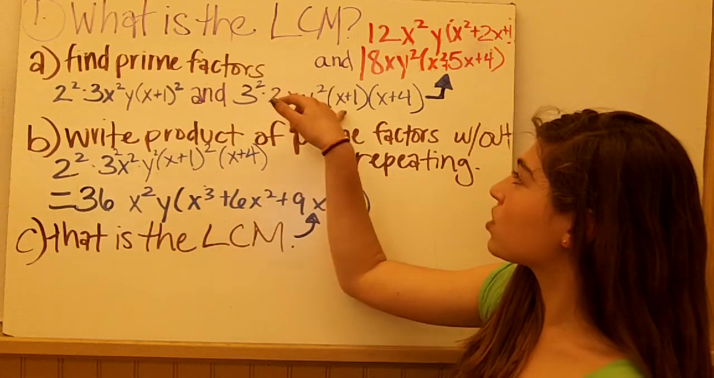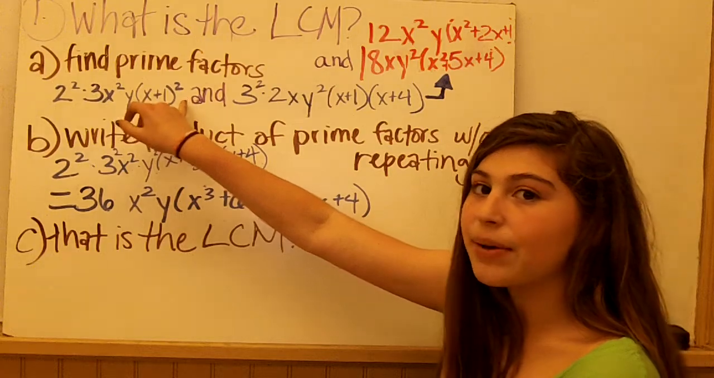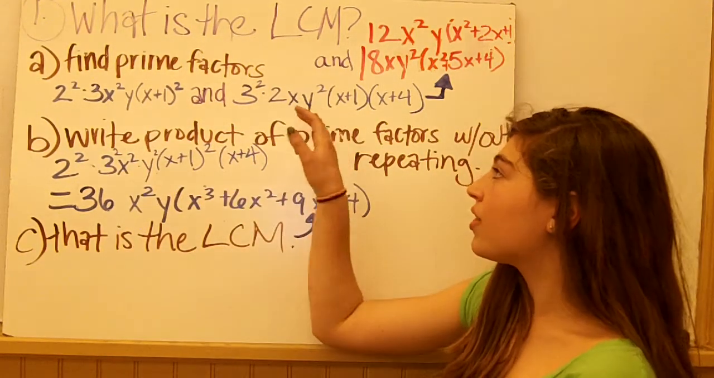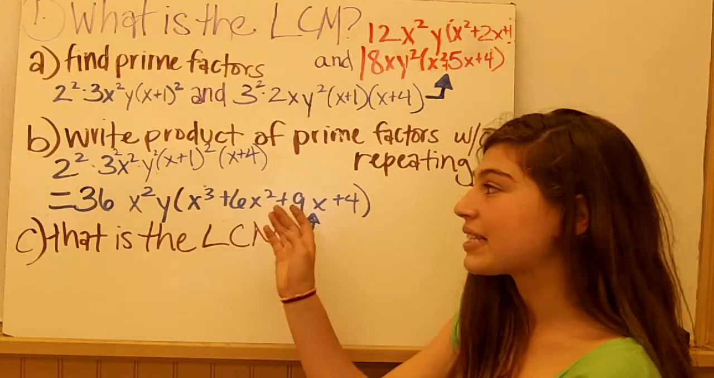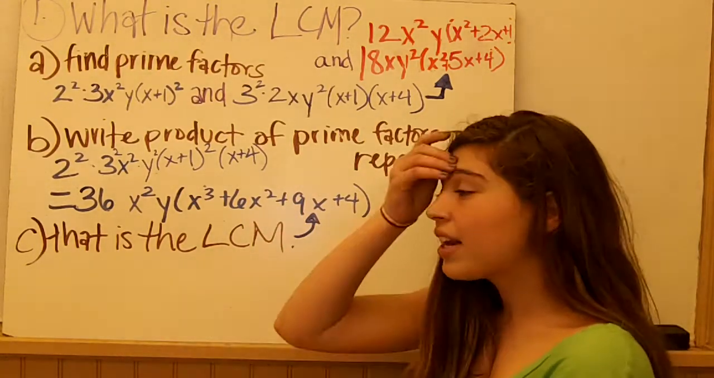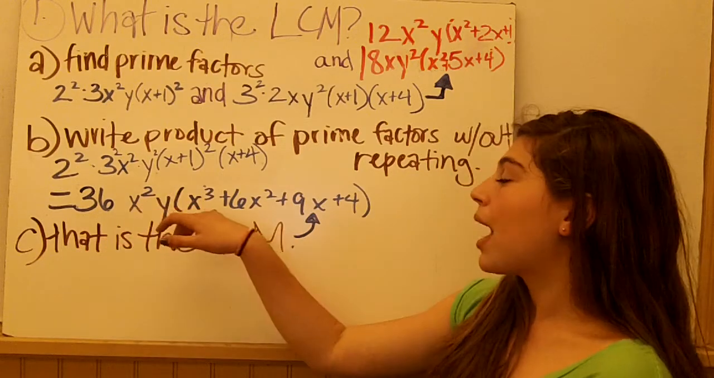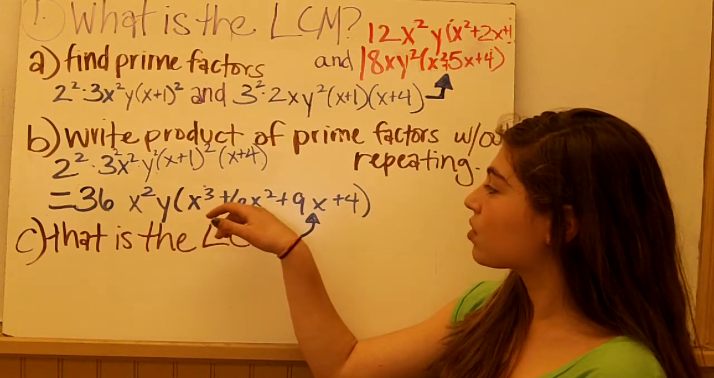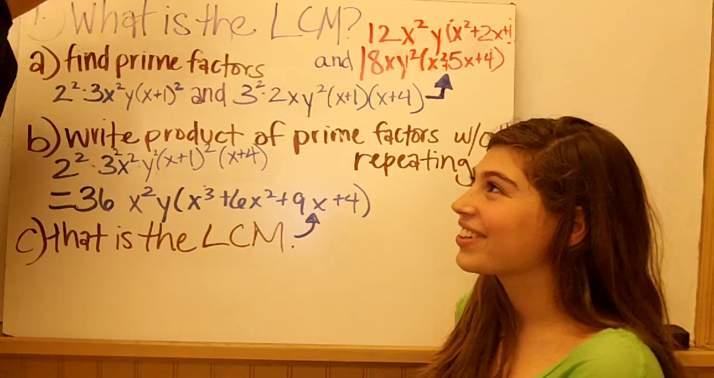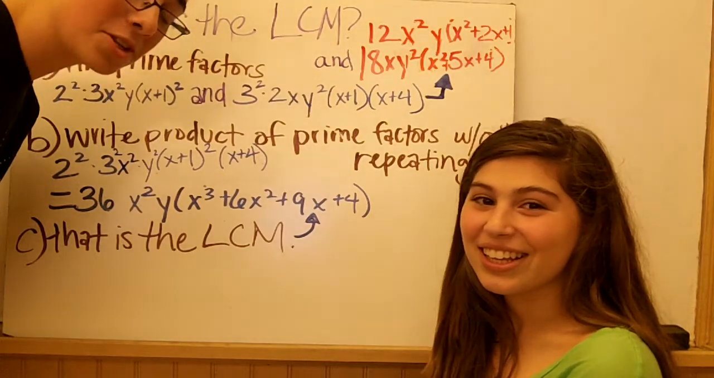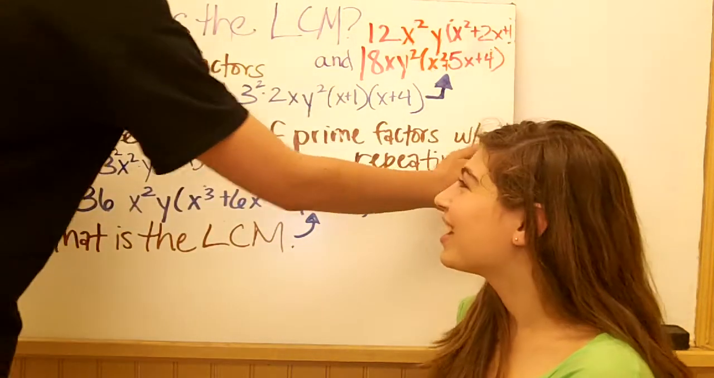Same thing with x plus 1 squared and x plus 1. We just take down the x plus 1 and add a square to it because that's the highest power it's raised to in these two expressions, and then we take down the x plus 4. That's not repeated, it stays the same. When simplified, this goes to 36x squared y times x cubed plus 6x squared plus 9x plus 4, and that is the LCM. Helpful hint: when there are identical terms, make sure you carry only the greatest power to the least common multiple.